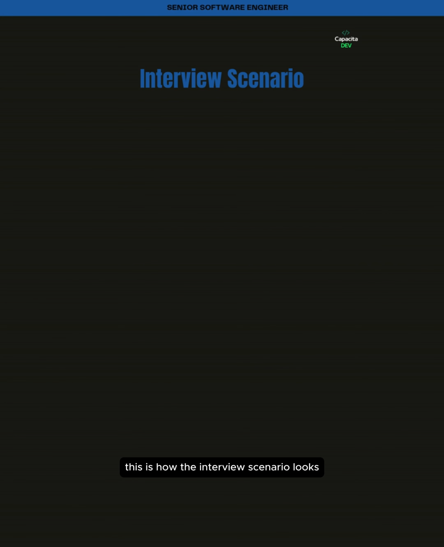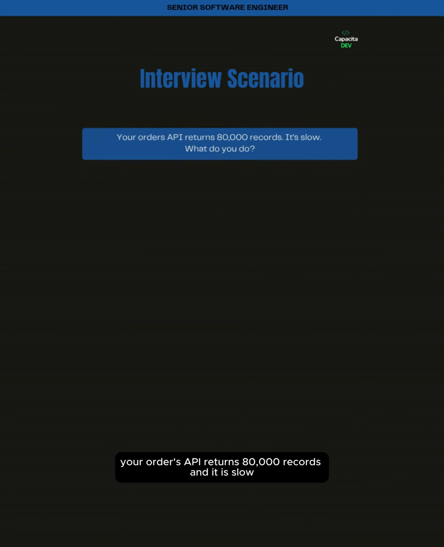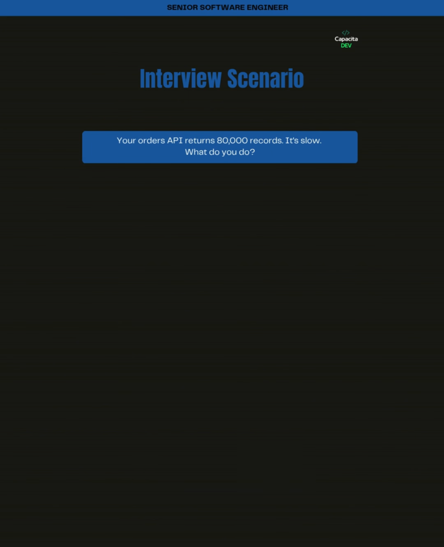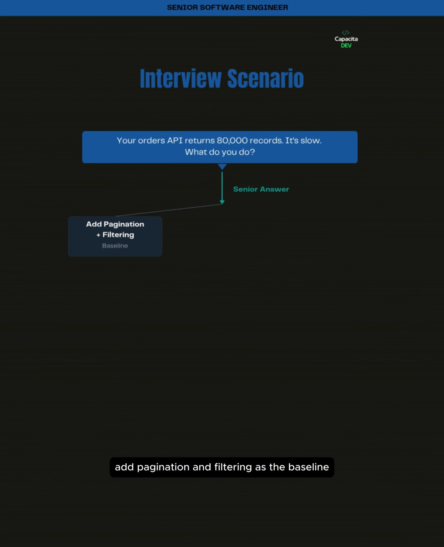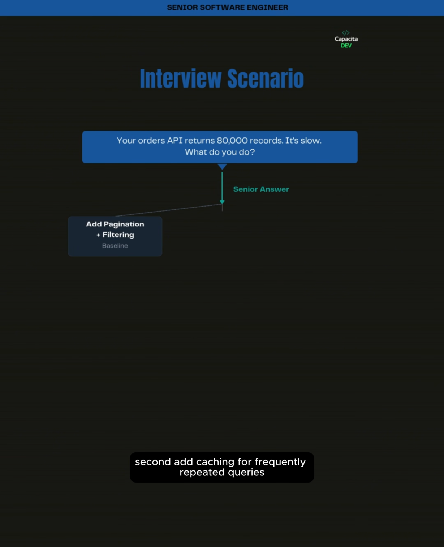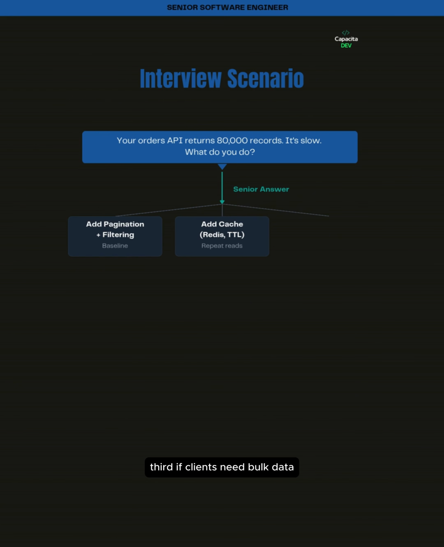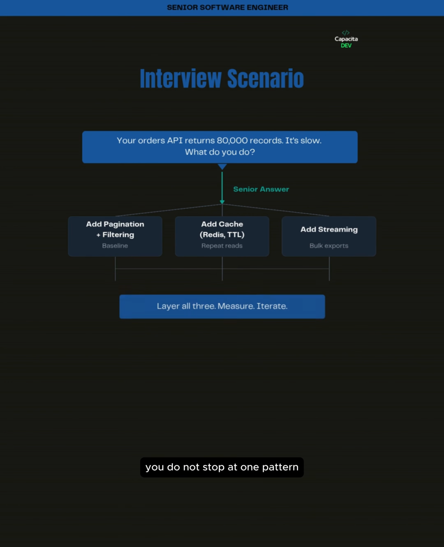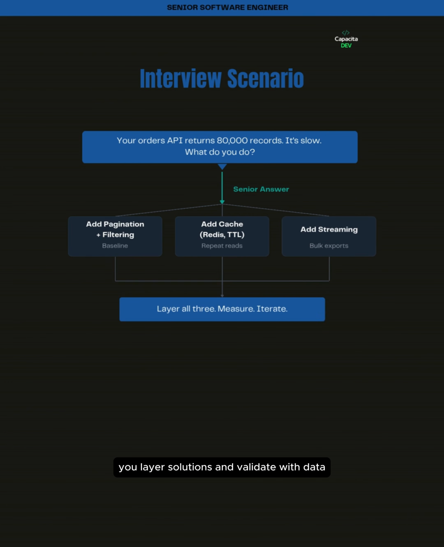This is how the interview scenario looks. The interviewer asks, your orders API returns 80,000 records and it is slow. What do you do? The weak answer is, add pagination. The strong answer is, first, add pagination and filtering as the baseline. Second, add caching for frequently repeated queries. Third, if clients need bulk data, introduce streaming. Then measure. You do not stop at one pattern. You layer solutions and validate with data.